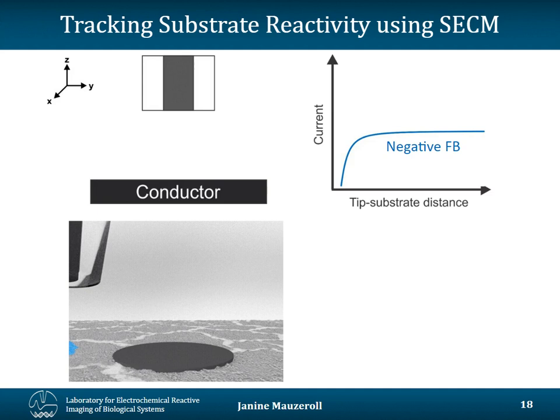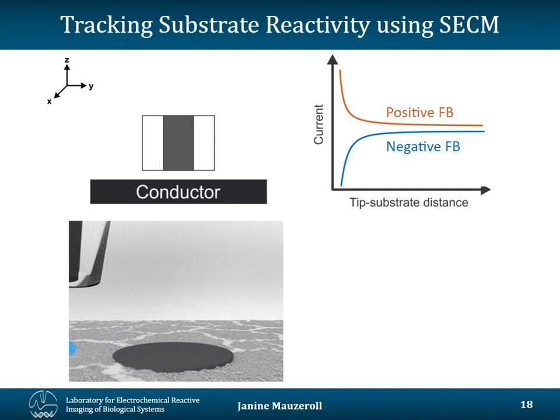If we have a conductor, a piece of gold, a piece of platinum, a piece of carbon that's well poised, when we decrease the tip to substrate distance, yes, we will still have hindered diffusion by the physical presence of the conductor, but it will be outweighed by the additional flux that's coming because of the reaction at the conductor surface, which is why as we decrease the tip to substrate distance, the red curve becomes progressively higher. And that's what we call positive and negative feedback. This is the most contrast that you can think to have in SECM.